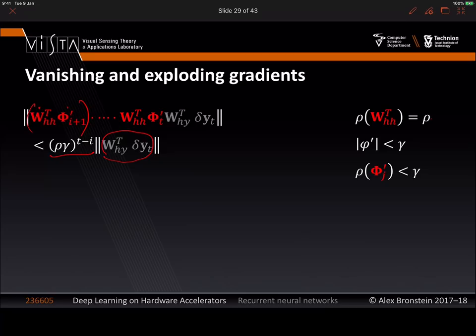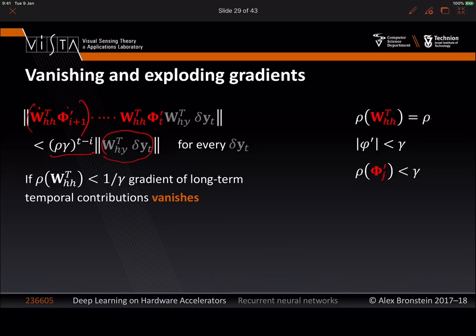Okay? So basically, I can say that, and this is true, obviously, for every vector denoted here in gray, for every value of delta yt, if you will. And also this matrix WHY. So it means that if we happen to select the spectral radius of this matrix smaller than 1 over gamma, this entire quantity written here will be smaller than 1, then raised to some power, it will vanish, right? This constant will vanish geometrically very fast.